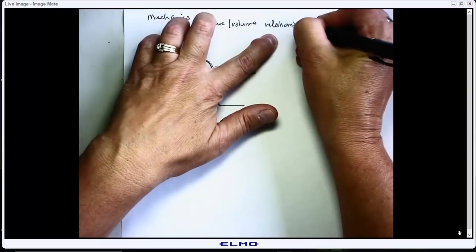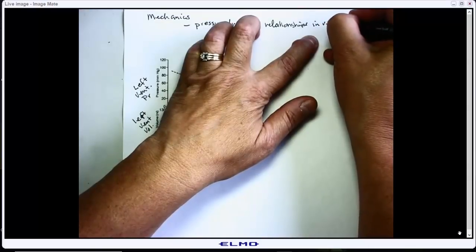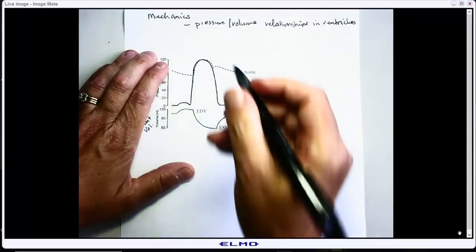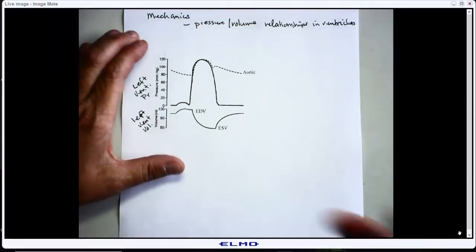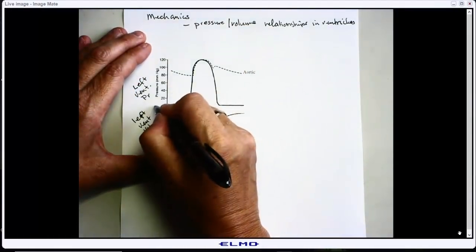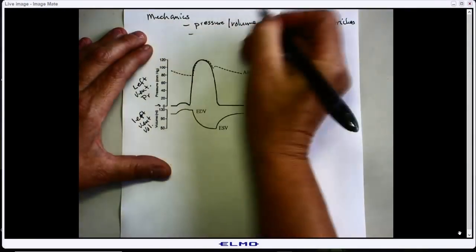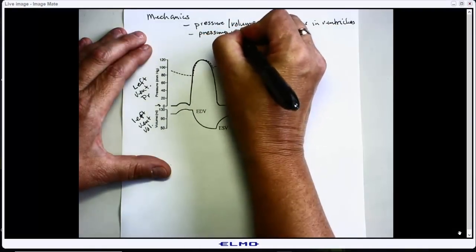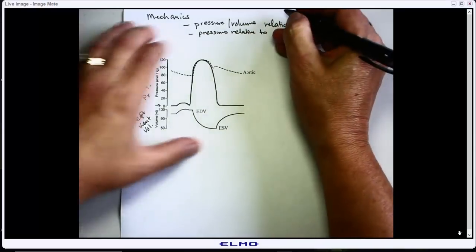So, pressure-volume relationships in the ventricles. Pressures are relative to atmospheric, 760 millimeters of mercury, so we're going to set atmospheric pressure to 0. So we're going to start out at pressures like 0. Our pressures are relative to atmospheric.